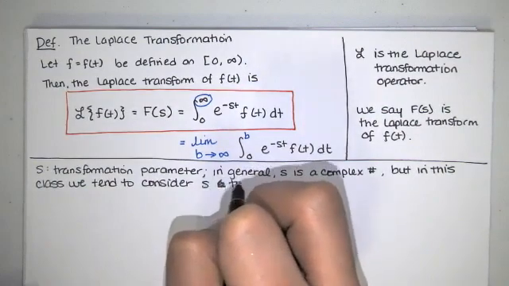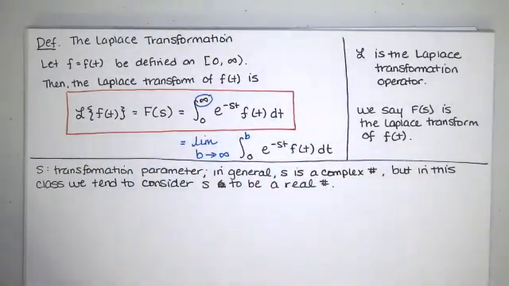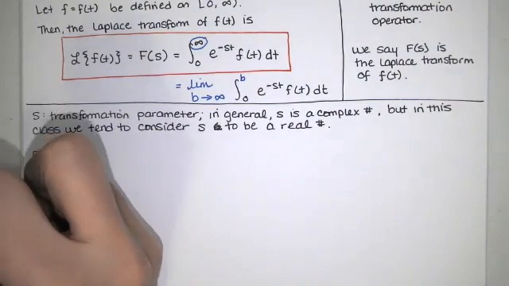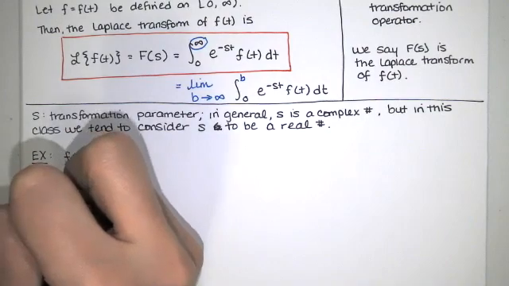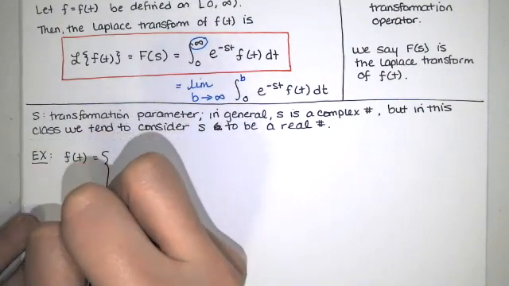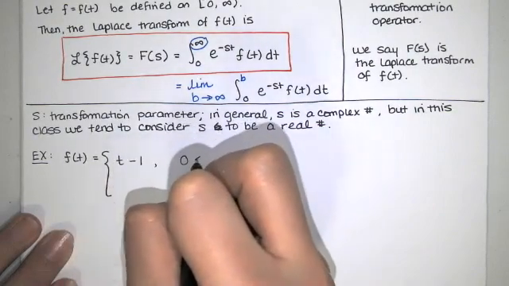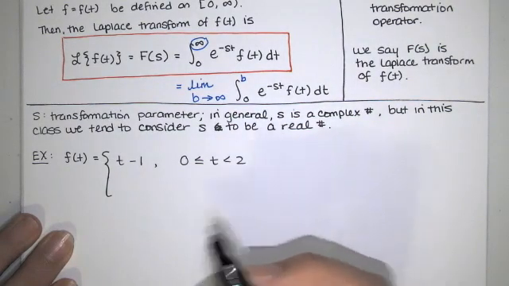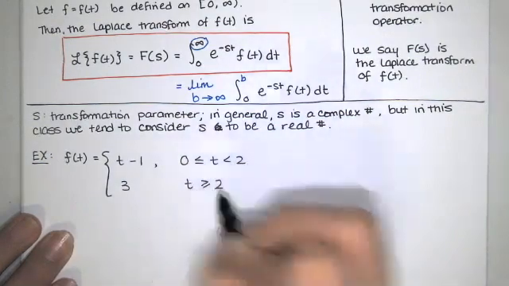We'll consider s to be a real number. Now, just to apply this definition that we talked about, I'd like to do an example. Let's say you have a piecewise function f of t, and maybe it's t minus 1 for t between 0 and 2, and then it's equal to 3 for t greater than or equal to 2.